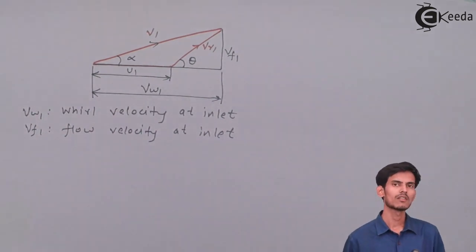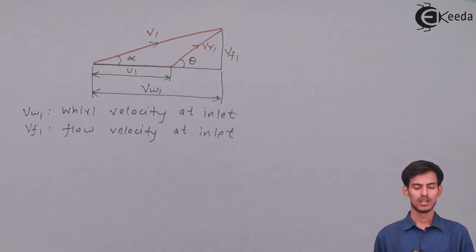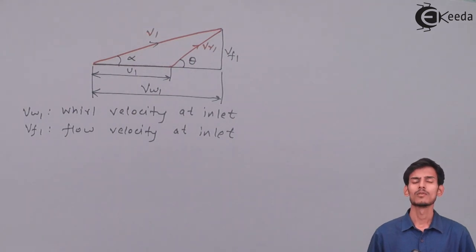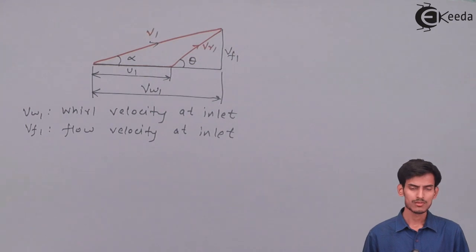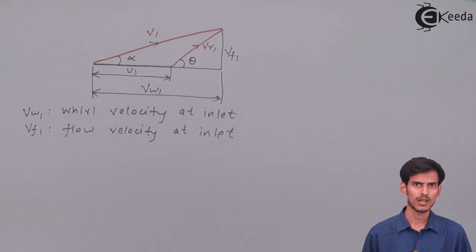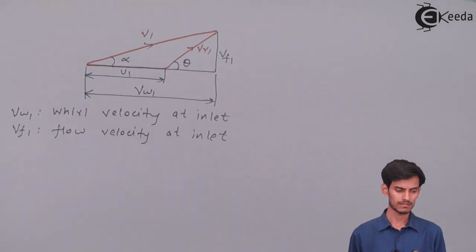So whirl velocity and flow velocities are nothing but components of the absolute velocity at inlet. The horizontal component of absolute velocity at inlet gives you the whirl velocity at the inlet, and the vertical component of the absolute velocity at inlet gives you the flow velocity at the inlet. Now let's see the same thing for the outlet velocity triangle.